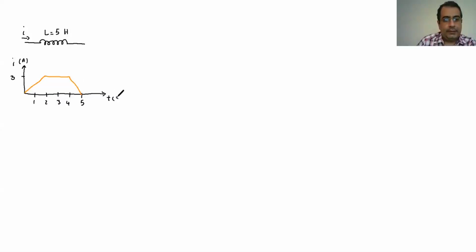Time is in seconds. So assume this is what we have. It goes from 0 to 3 amp, and then it stays constant, and then it's dropped. So if we want to calculate the voltage and the energy and the current, first we need to find the equation of those lines. And remember, I previously talked about that.